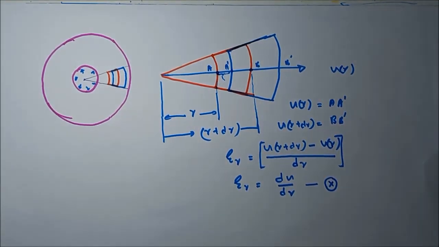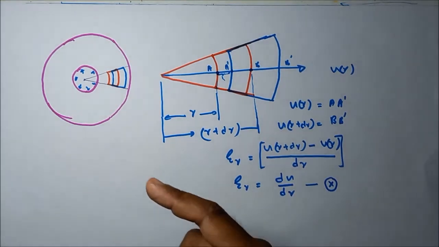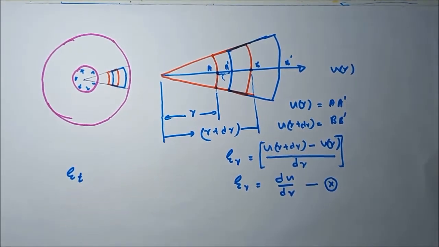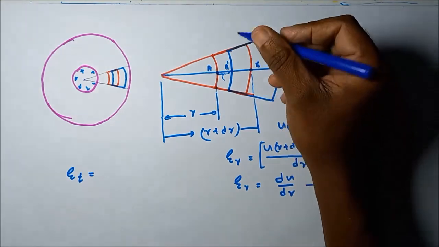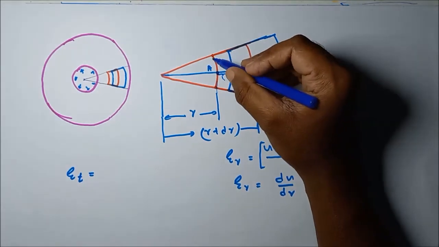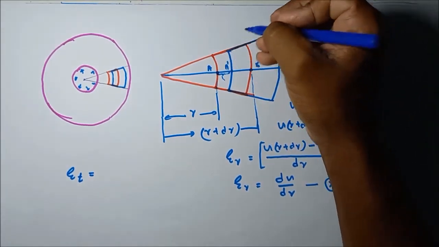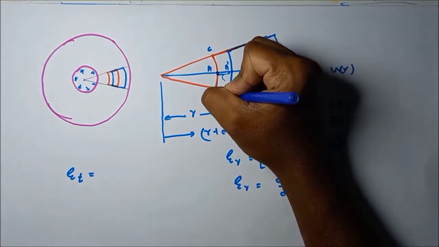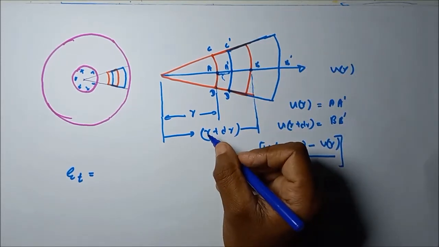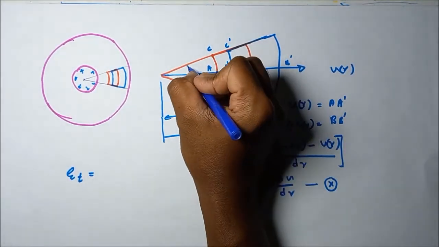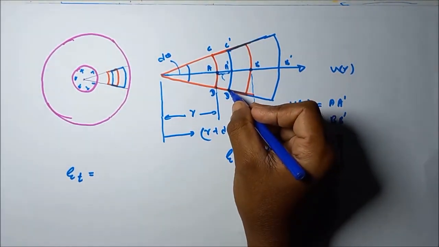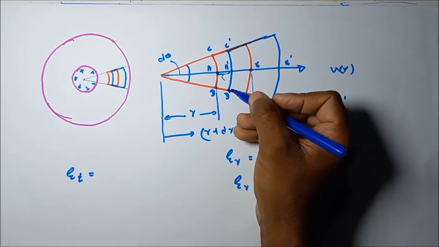Then I am going to consider the strain in the circumferential direction. What is the new circumferential length? Let's take this AB, and let's take the C and the D. Now C dash D dash. Let's take this angle as d theta. Then what is C dash D dash?